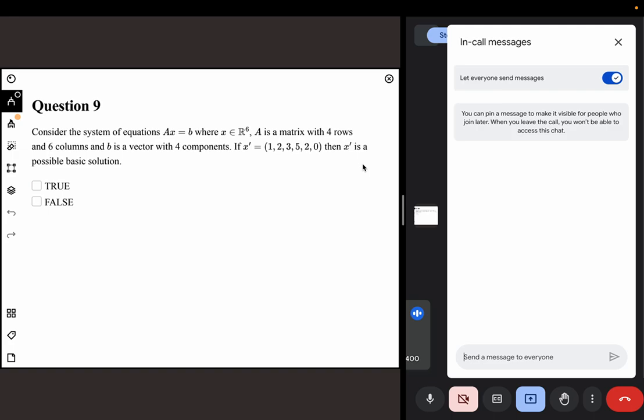Can x be a possible solution? I don't know the values of A and b, so I cannot say whether it will be a basic feasible solution or not. But can it be possible? Can this particular value of x be a possible basic solution? How do we say that? Whether there is a possibility or not?